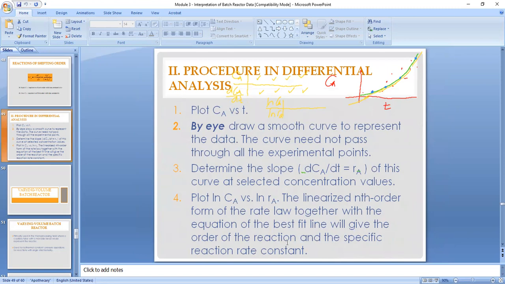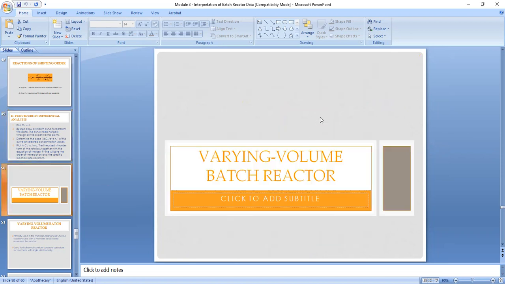Now you may ask, how could that be? How can the LN of RA and the LN of CA give me the order of the reaction and the reaction rate constant? I like to go here so I can write. I will clear my markings here so that I can write something new. So how will the LN of CA and RA give me the order of the reaction?